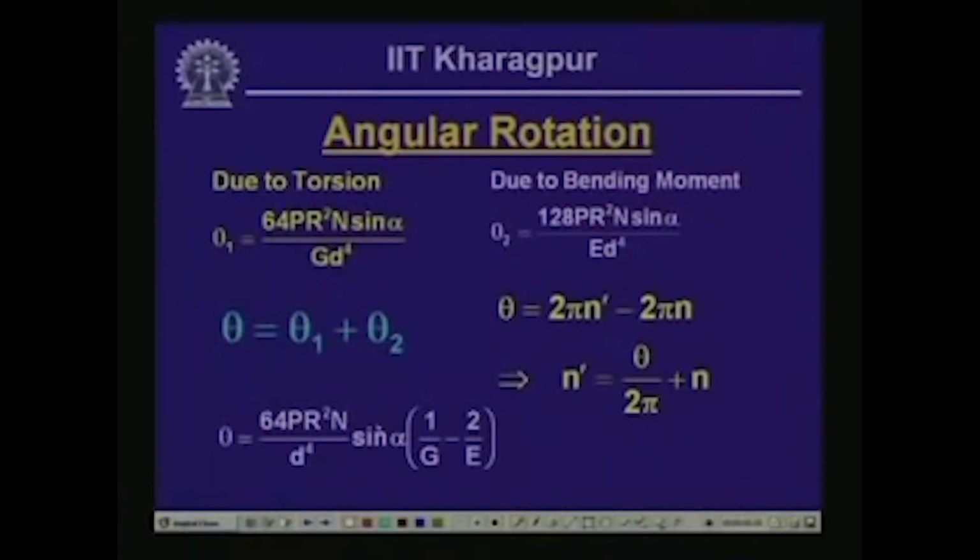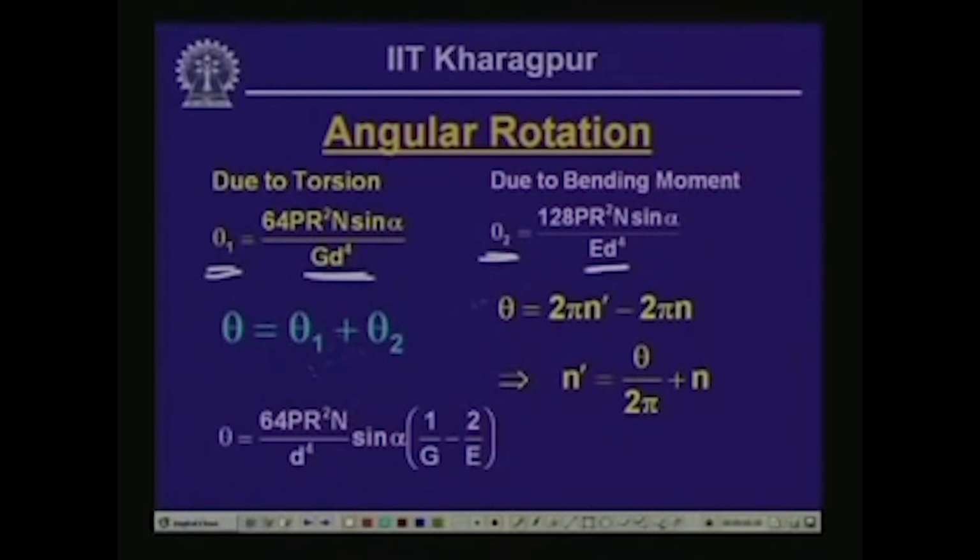Now, because of this angular rotation, because of the twisting, it will try to increase the winding, and bending will try to reduce the winding. So, we need to find out the value of theta, the angular rotation. Due to twisting moment, the rotation theta 1 is given by 64 P R square n sin alpha by G d to the power 4, and due to bending moment we will have the rotation theta 2, which is 128 P R square n sin alpha by E d to the power 4.